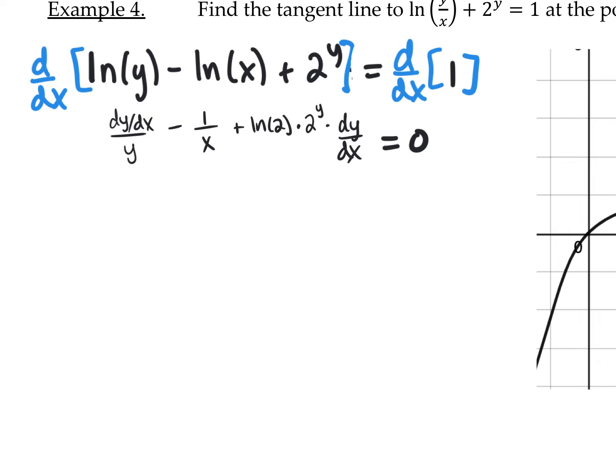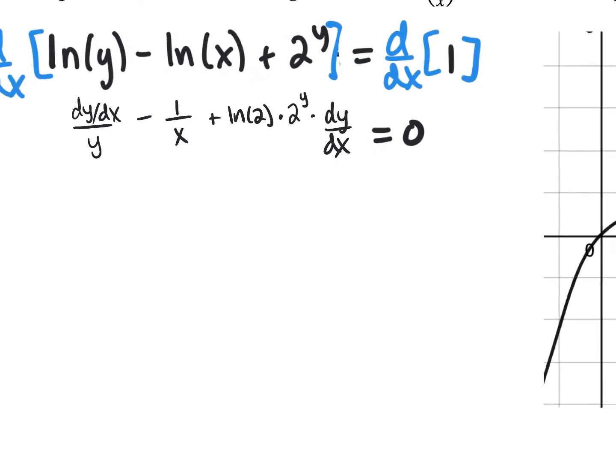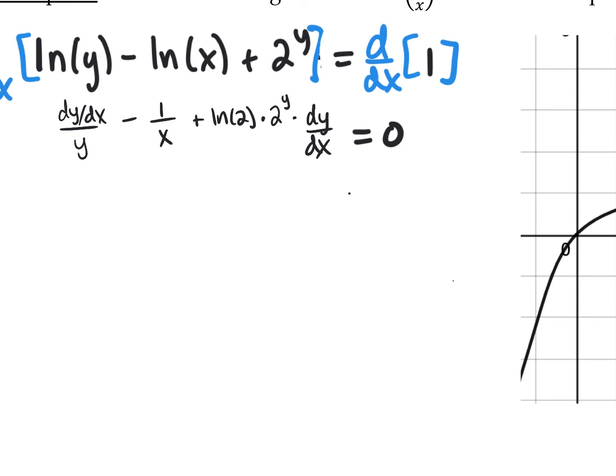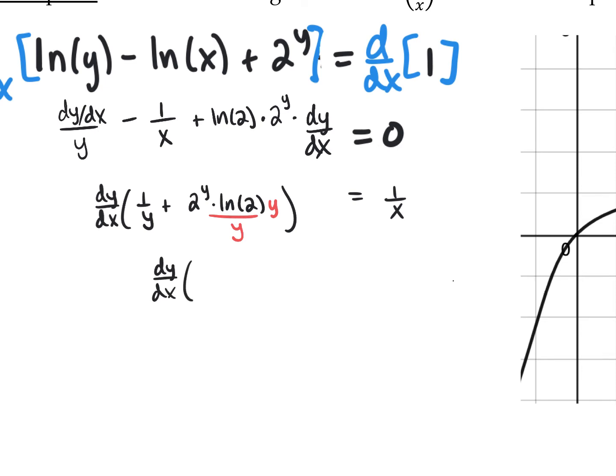Okay, we want to collect all the dy dx's on one side and all of the not dy dx's on the other side. So that just means I move a 1 over x on this side. On the left, I have dy dx times 1 over y plus 2 to the y times the natural log of 2. Let's go ahead and build this one up to have a y over y so that I have dy dx. So 1 plus natural log of 2 times y times 2 to the y, all over y, equals 1 over x.